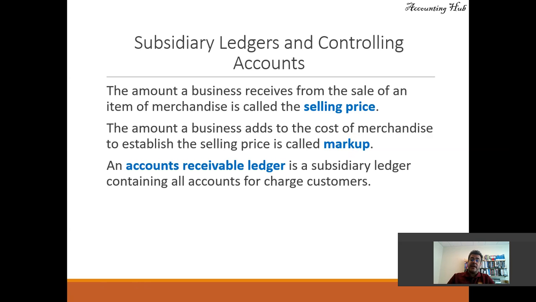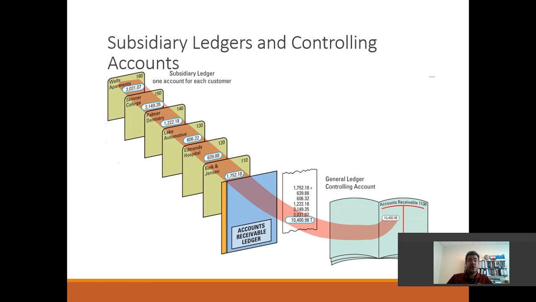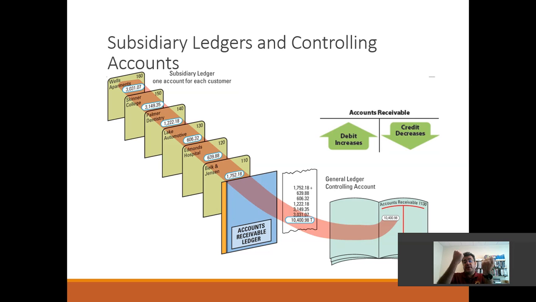An accounts receivable ledger is a subsidiary ledger containing all accounts for charged customers. What do we have? We have here all of my customers, and then the accounts receivable ledger, and then we go through the general ledger. We go through T accounts and so on. Just like purchase of merchandise, but the opposite. Okay? And then accounts receivable is an asset account. So we increase it on debit, decrease it on credit.